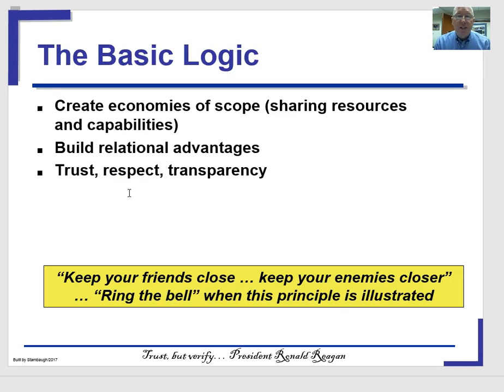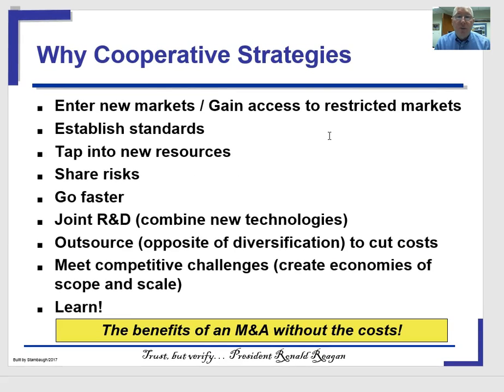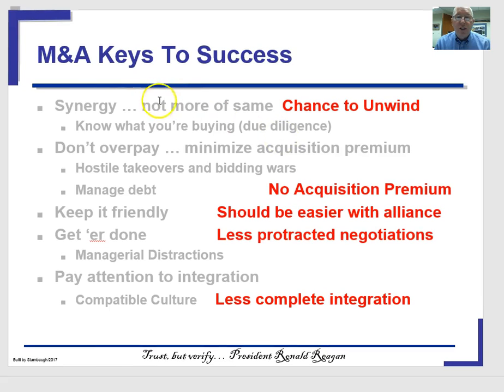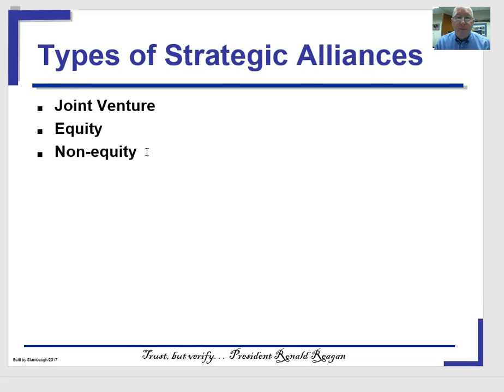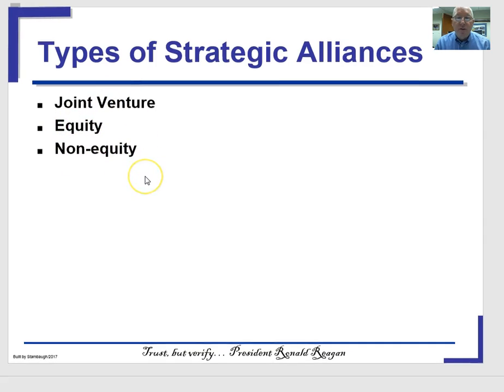Remember for alliances that the basic logic is to build these sorts of things. And even though they can create economies of scope, they can also, if you do the right sharing of resources, develop or create economies of scale. These are all the reasons for cooperative strategies. If you remember, I talked about how these map very well onto the benefits for mergers and acquisitions, but very importantly, sometimes it doesn't have some of the negatives of an M&A. Be very familiar with how a joint venture is different than an equity alliance, is different than a non-equity alliance. A couple of questions will come off of this chart.